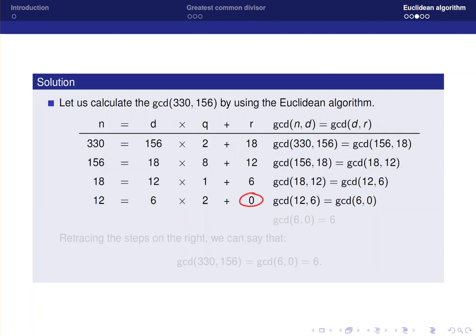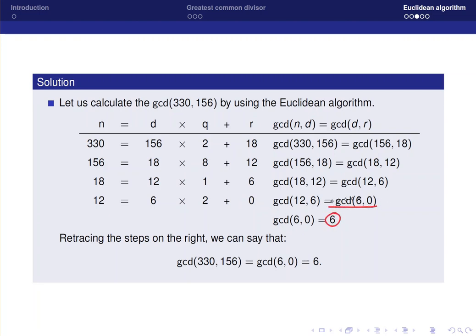So in other terms, the GCD of 6 and 0 is 6, which means that if we trace it back, since this guy is 6, that one will be 6, which means this is equal to it, and so on and so forth. Trace it back all the way to the top, which means that the original GCD that we're looking for is also equal to 6. And that's pretty much the end of the Euclidean algorithm. And you can see in 4 lines, we were able to determine the GCD of 330 and 156.